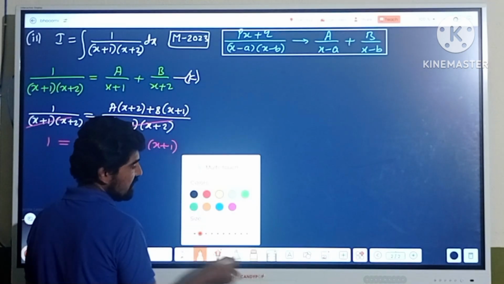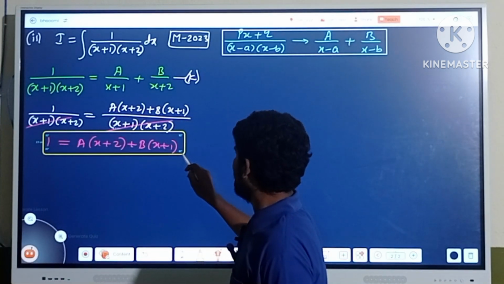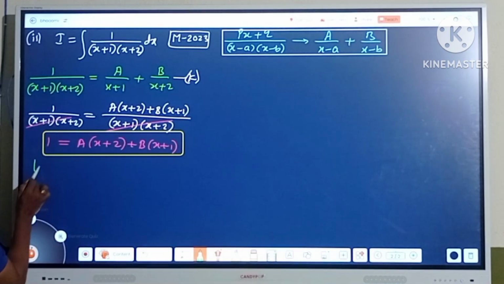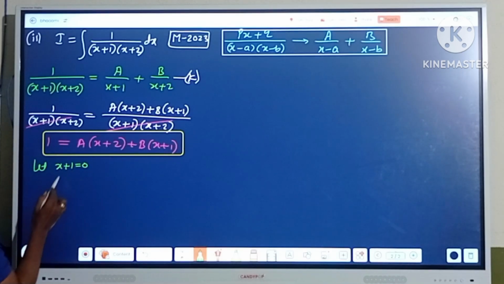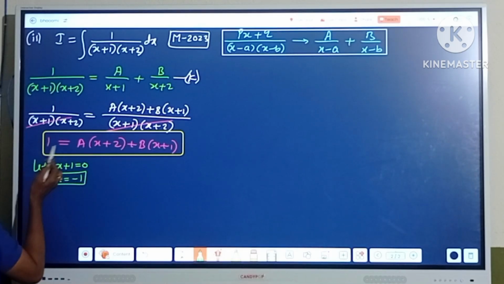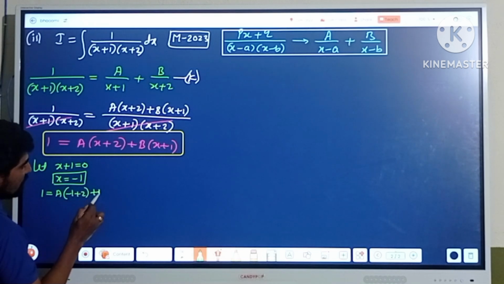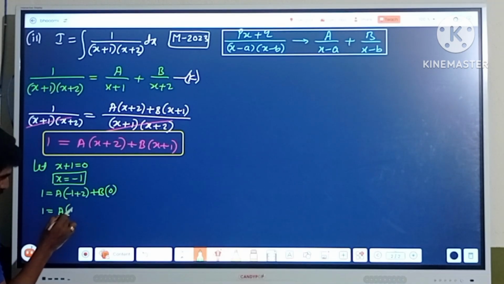Again, by using this equation, we need to identify the values of a and b. So to identify the value of a, let the coefficient of b, x plus 1, be equal to 0. It means x is equal to minus 1. So by this x, in the above equation, the left side constant 1 stays as it is, a into x plus 2 means minus 1 plus 2, plus b into, as I considered the value of x plus 1 is 0, so b into 0. So 1 is equal to a into 2 minus 1, which is 1.